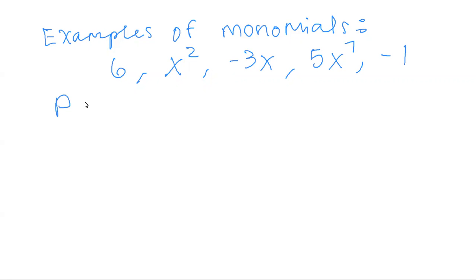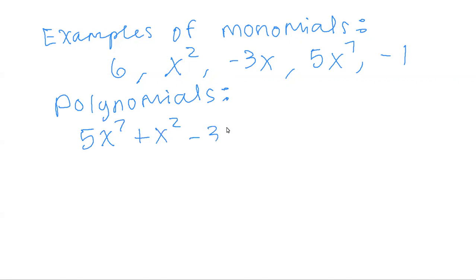And polynomials are pretty much the combination of these. So if I put all these together, let's say 5x to the 7th plus x squared minus 3x plus 6 minus 1, this is an example of a polynomial. So it's just literally a combination of all these. And this is very useful when we get into learning about quadratics, solving quadratic equations, systems of equations, that kind of thing.